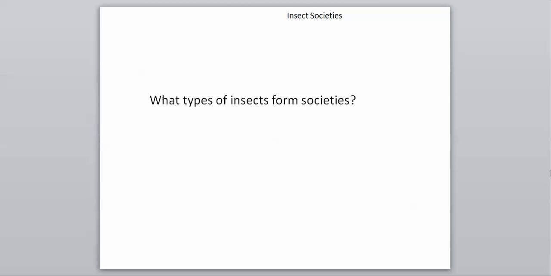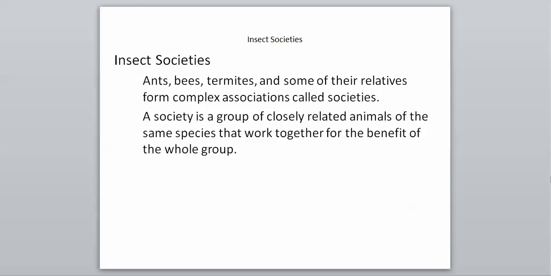So that is the visual and chemical signals. Now, getting more advanced in communication, is how insects can form societies. They're obviously going to have to communicate with each other if they're living in societies. So insects like ants, bees, and termites, and some of their relatives, form complex associations that are called societies. It's just a group of closely related animals of the same species that will work together for the benefit of the entire group.